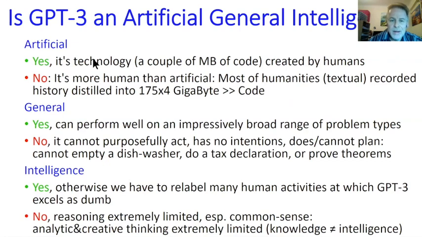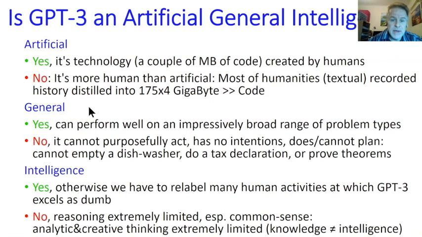But well, there's a couple of megabytes of code, but it has been trained on nearly a terabyte of human text. So maybe it's more human-like inside, right? It's 175 billion weights, which are based on human knowledge, and just a couple of megabytes of code. So maybe it's more natural than artificial. One can argue about it.